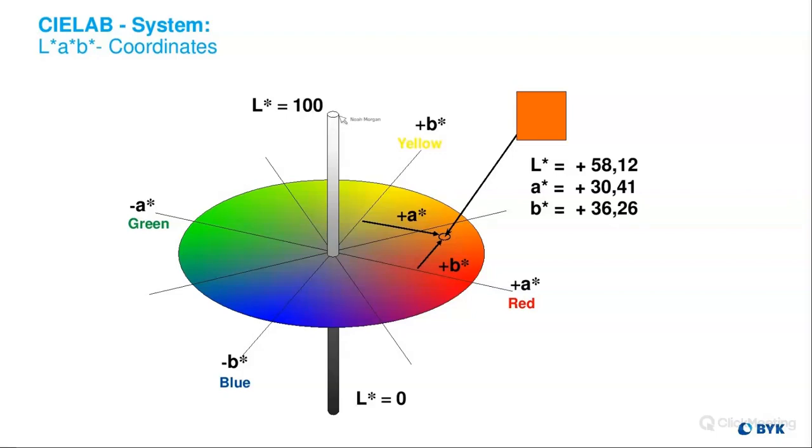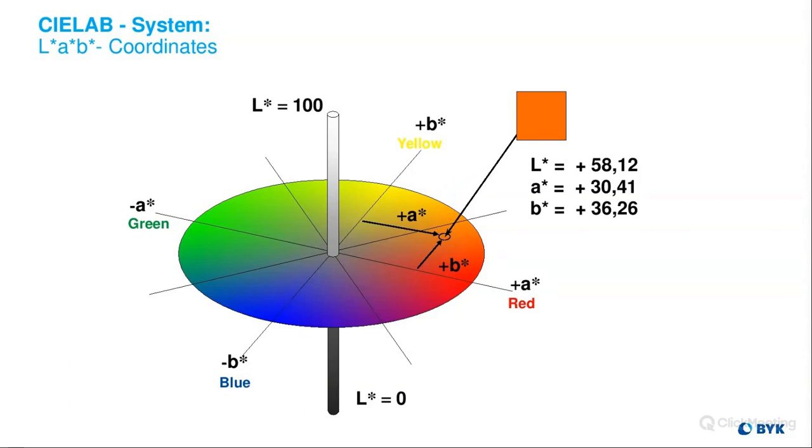We have the L value, which is the lightness. At 0, it's black, and at 100, it's white. On the A-axis, at negative A we have green, so it gets more green, and at positive A, it gets more red. On the B-axis, at negative B, it's more blue, and at positive B, it's more yellow.